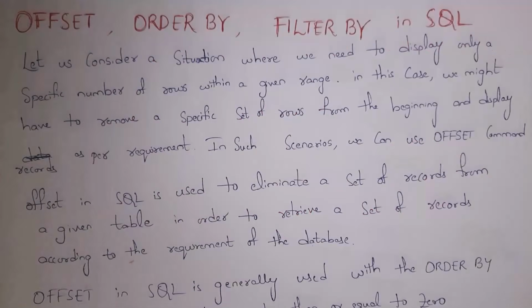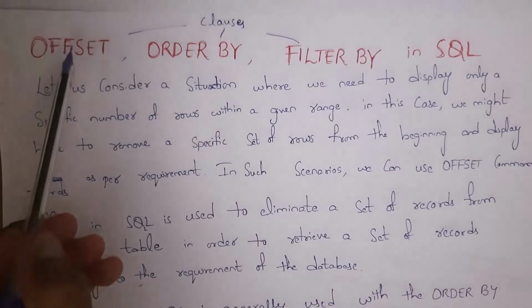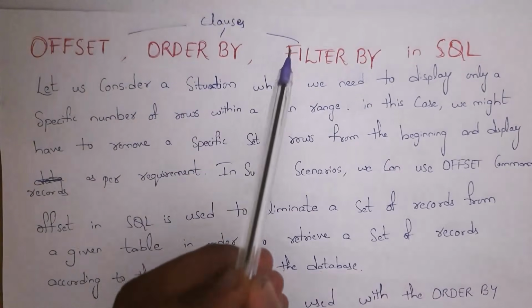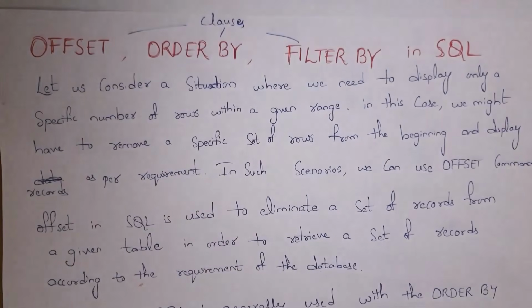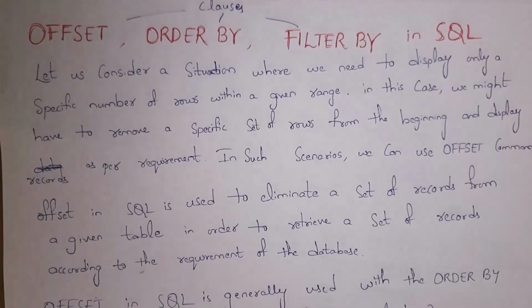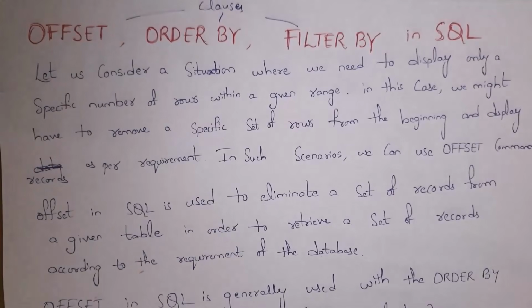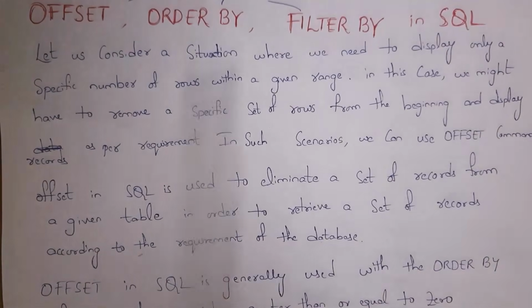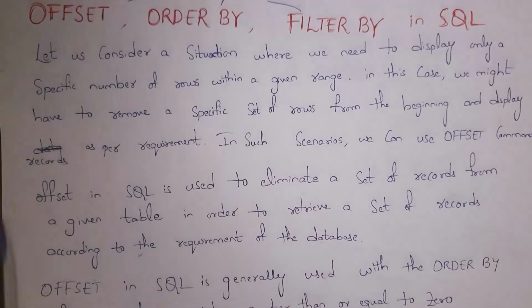Next, I will explain offset, order by and filter by in SQL. Guys, we call these offset, order by and filter by clauses. Clauses are like instructions. At first, I will explain what is the use of offset clause. Let us consider a situation where we need to display only a specific number of rows within a given range. In this case, we might have to remove a set of rows from the beginning and display records as per requirement.